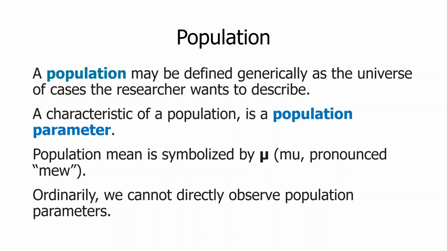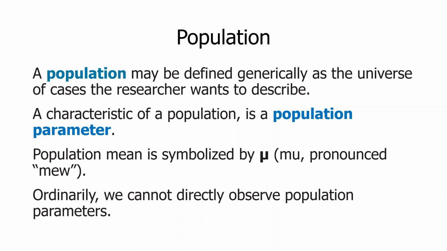Population parameters, by convention, are always symbolized by Greek letters. So, for example, a population mean is symbolized by the Greek letter mu. Although it's not on this slide, a population standard deviation, for example, is symbolized by the Greek letter sigma. Ordinarily, as I referred to in the previous slide, we can't directly observe population parameters.